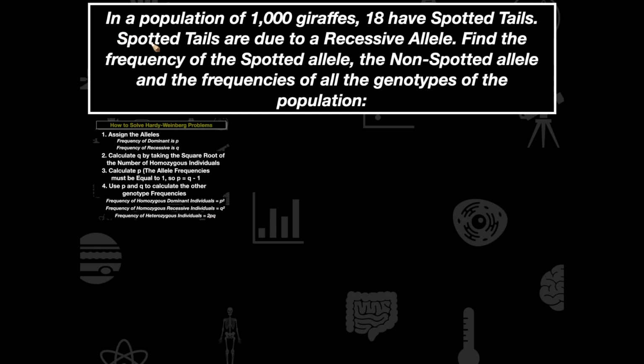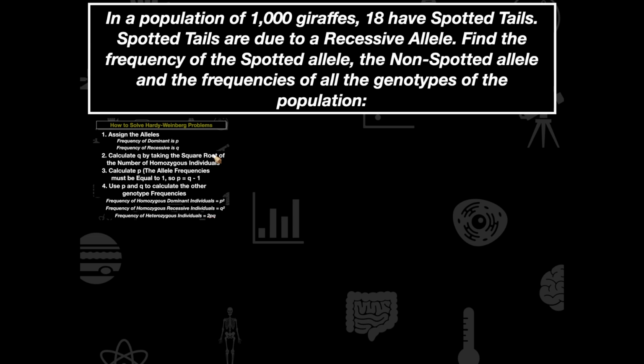Okay, so in a population of 1,000 giraffes, 18 have spotted tails. Now, spotted tails are due to the recessive allele. Find the allele frequency for the spotted allele, the non-spotted allele, and the frequency of all genotypes of the population. So let's go through.